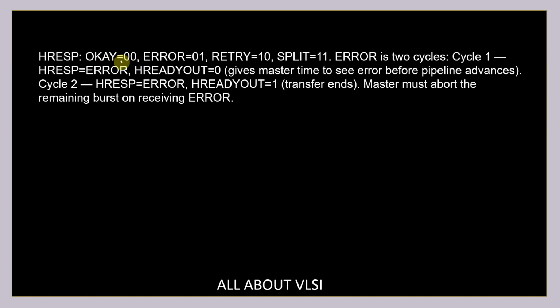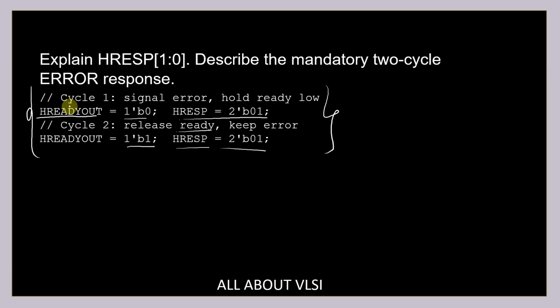So basically, if HRESP is equal to 0, 0, it is okay. And if it is 0, 1, it is error. And 1, 0, it is retry. And split is 1, 1, right? Now, here, if you have studied about this AHB protocol, you might have seen this error is a two cycle response, where in cycle 1, you are going to provide the error response. HRESP is equal to error. And when you're going to provide it, you should make your HREADYOUT equal to 0. So this is what the protocol is going to specify.